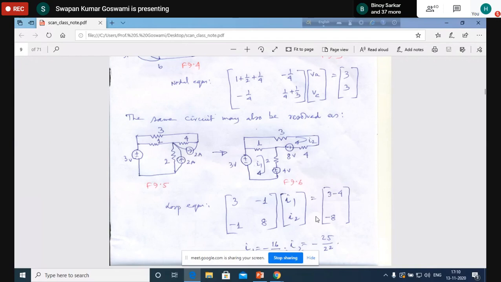Is there any doubt, any question for this figure 9.5, 9.6, and the following?